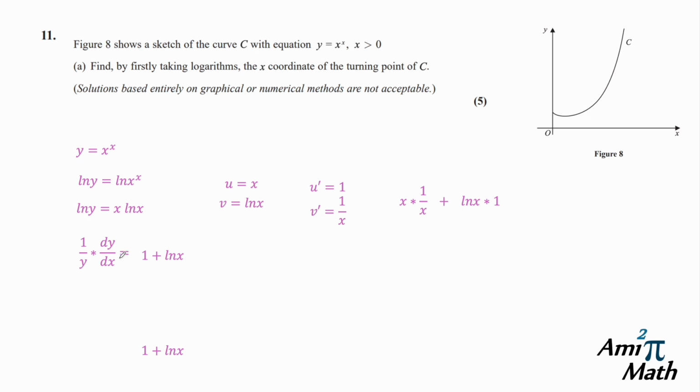And then we know that our turning point is when dy over dx equals 0, so you can just set this whole thing to 0. We can work out that 0 equals 1 plus ln x, and minus 1 equals ln x. So if we take e to the power of both sides, the ln cancels out, and you get e to the power minus 1 equals x.